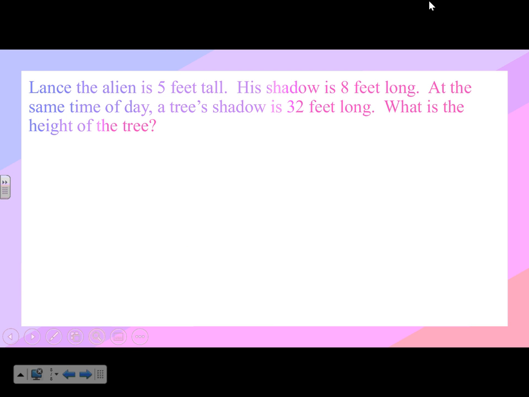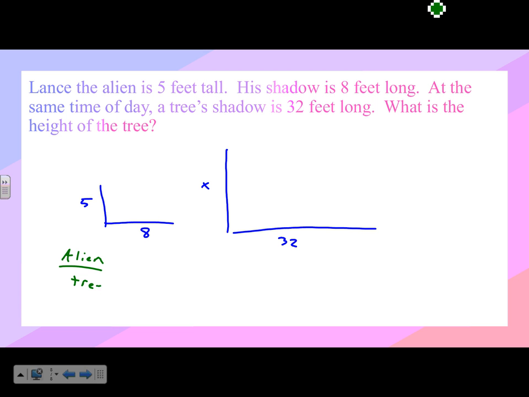Lance the alien is 5 foot tall. His shadow is 8 feet long. So I have the alien 5 feet. His shadow is 8 feet. At the same time of day, there's a tree right here, and its shadow is 32 feet long. So how tall is that tree? Well, again, now we have a ratio where we have the alien and the tree. And again, there's several ways to do this one. It might not be a bad idea to do the objects in the shadow as well. You could do that too.